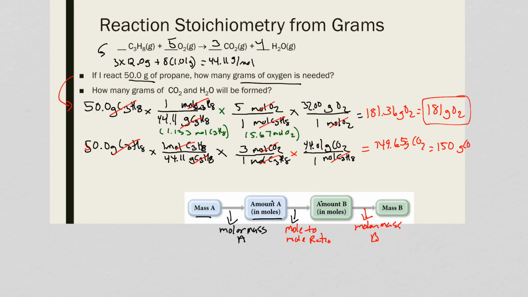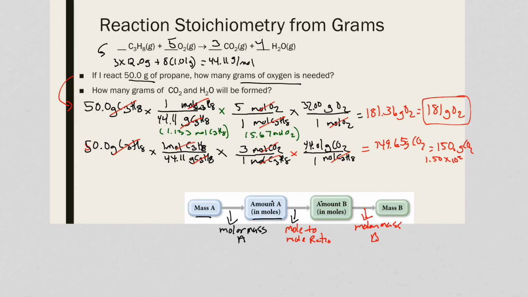To 3 significant figures, 149.65 gives me 150 grams of CO2. Now this is a little tricky. I can either put a decimal place there, or maybe better would be to write this in scientific notation as 1.50 times 10 to the second grams of CO2.